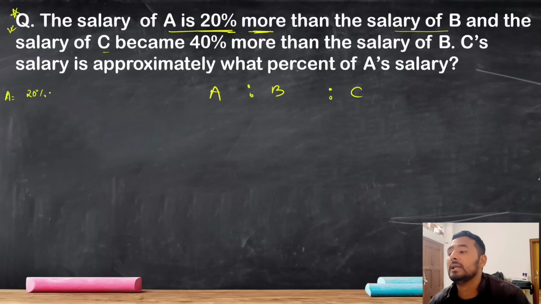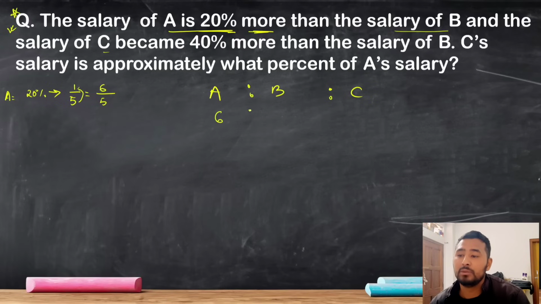A is 20% more than B. The fractional value of 20% is 1 by 5. Since it is more, the denominator will remain the same, and when you're talking about more, you add to the numerator: 5 plus 1 is 6. So A will be 6, B will be 5. I hope this is clear. Now let's move to the next part.